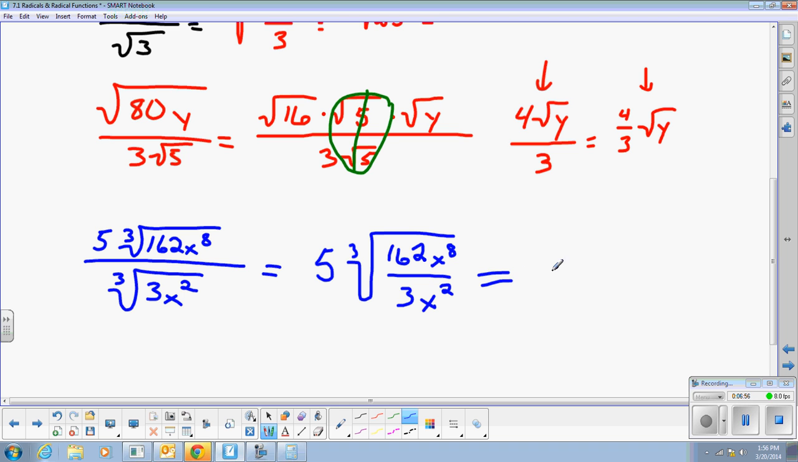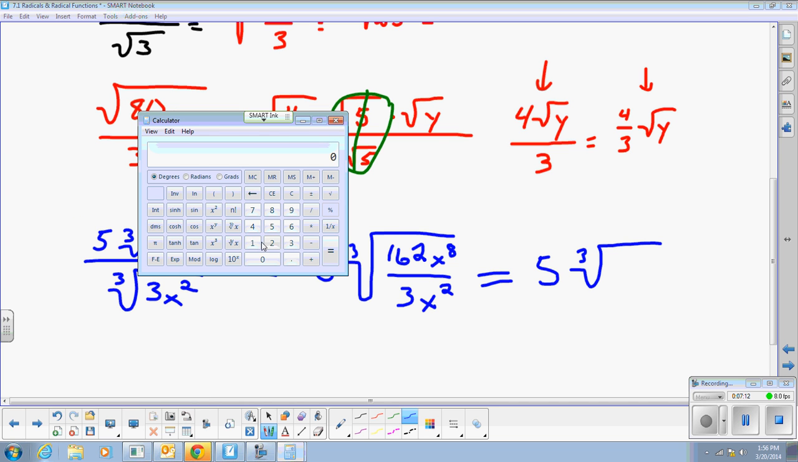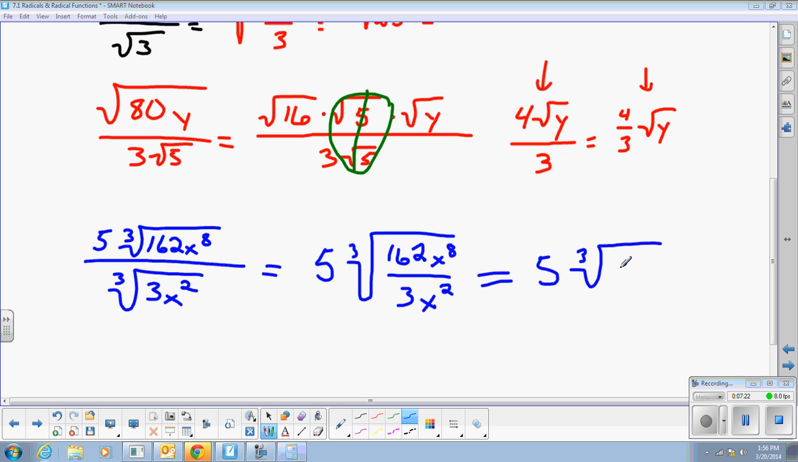So what does this all equal? I'm going to keep the 5 on the outside. Okay, I know I'm going to have a cubed root. What's going to be inside that cubed root? 162 divided by 3. If you don't know it off the top of your head, bring your handy dandy calculator up. 162 divided by 3 is 54. So I have a 54. The question is, will I have a fraction? I don't think I will. So I've taken care of the number part separately.